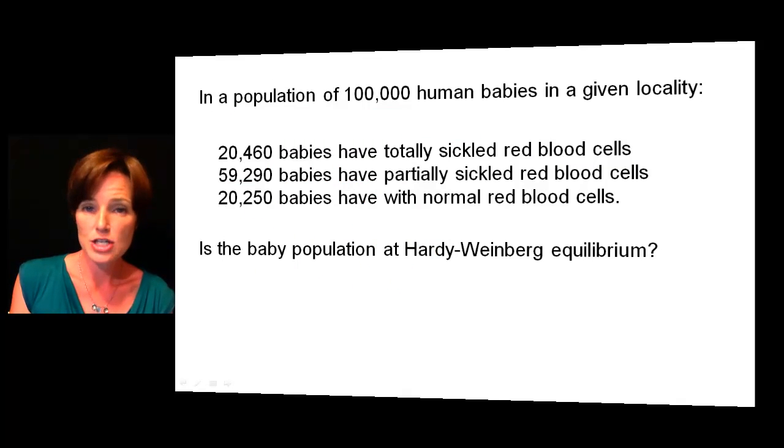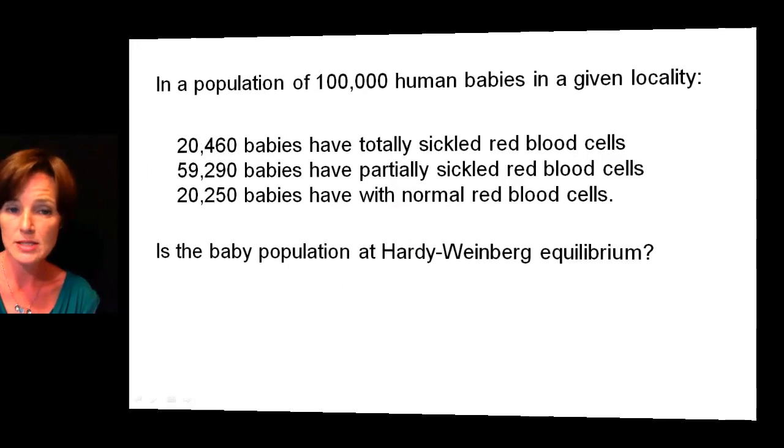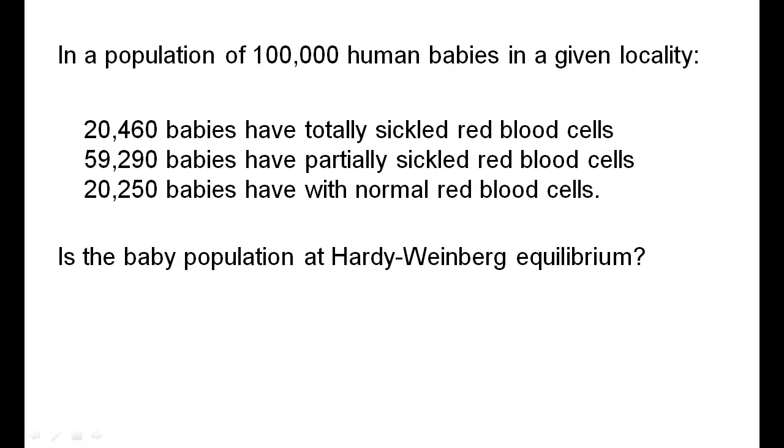Suppose that we have a population of 100,000 human babies in a specific place. We've got a certain number of babies that have totally sickled red blood cells. So in other words, they have sickle cell anemia. We've got some that have partially sickled red blood cells, and we have another set that have completely normal red blood cells. So what we're looking at here is sickle cell anemia. This is something that is caused by a recessive allele.